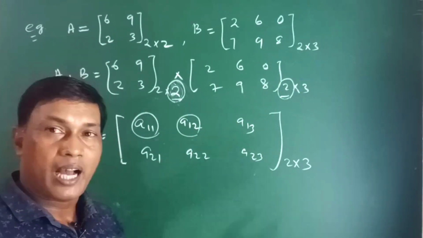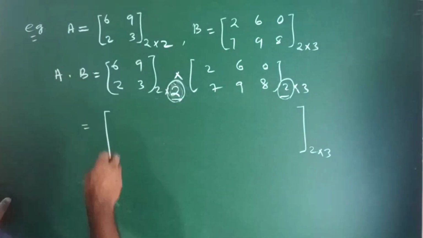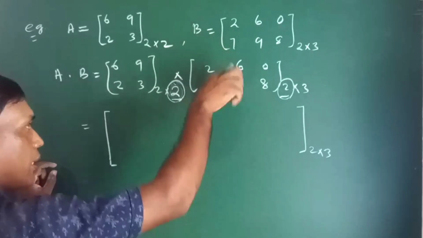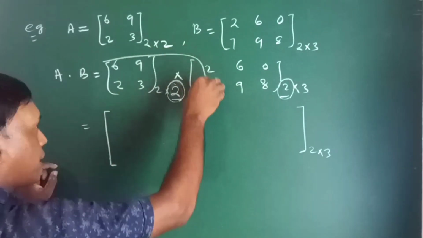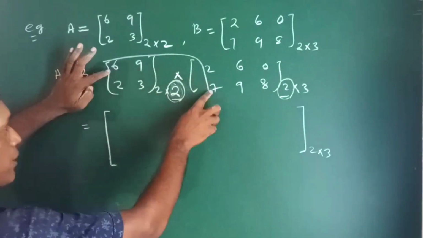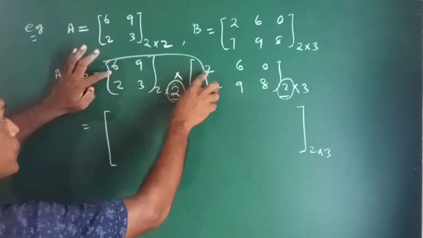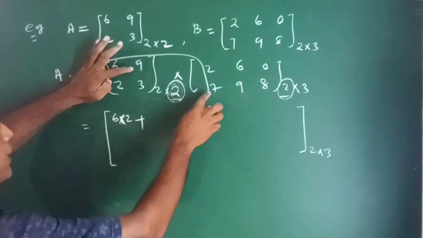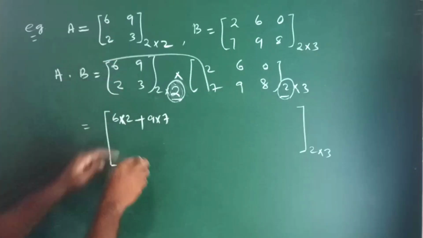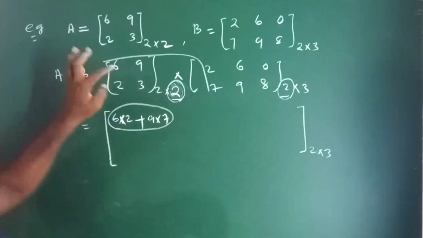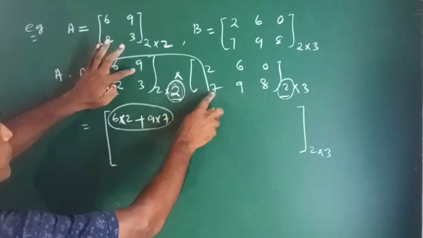This is the process of multiplication. So look at here how actually the multiplication occurs. Now first row, every row is to be multiplied with every column. So first row with first column. Now first row with first column means 6 into 2 plus 9 into 7. So this is the first element of product matrix. First row with first column. Sum of product 6 into 2 plus 9 into 7.